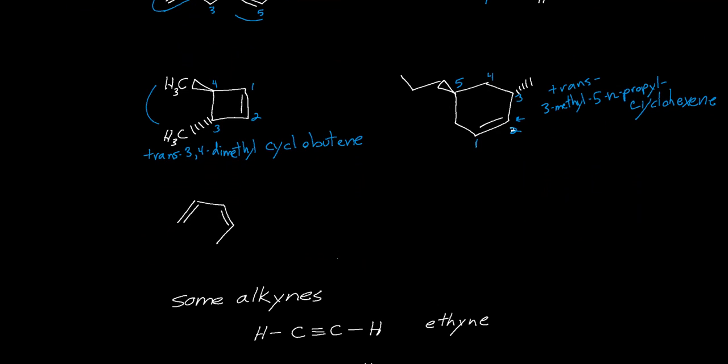Here's another diene. 1, 2, 3, 4, 5. It's a pentadiene. And it's a 1,3-pentadiene. And it's cis or Z at the 3,4 alkene.